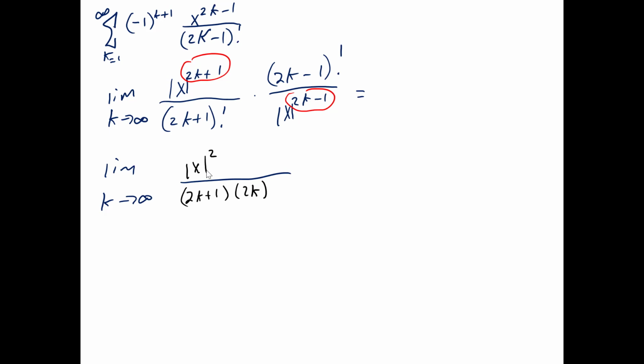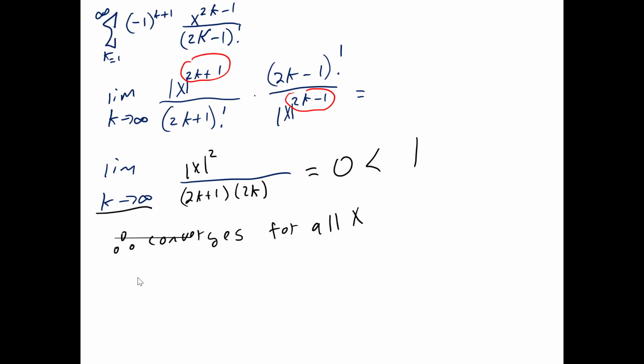The top is staying fixed. Once we fix x, the top is staying fixed, and the bottom k is going off to infinity, so it's increasing without bound. The answer is 0, which is less than 1. Therefore, it converges for all x. And the interval of convergence is from negative infinity to infinity. But again, this doesn't mean that it converges to the cosine of x. We'll get there in a little bit. We just have a series that we know converges for all x's.